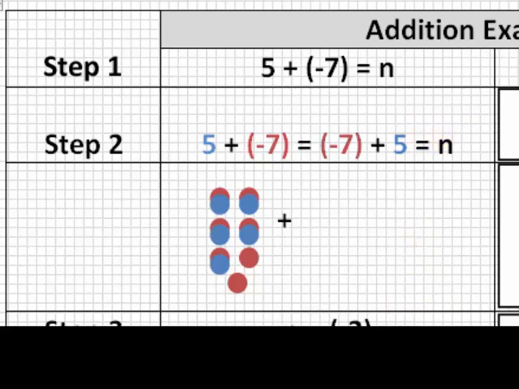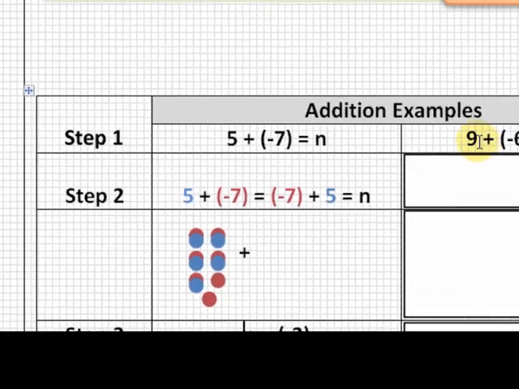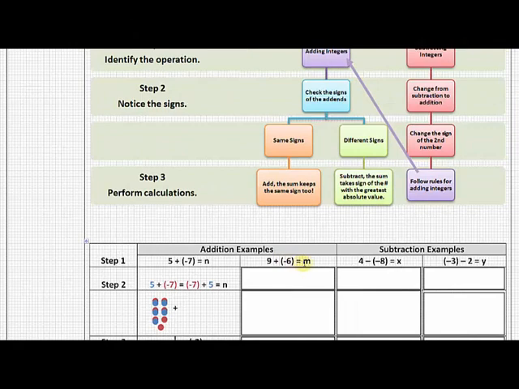Let's take a look here. Here's another example where our signs are different. So we have 9 plus -6 equals m, trying to figure out what m is. We could think about, well, what's 9 minus 6? Well, that would be 3. And it's going to be positive because positive 9 is further from 0 than -6 is from 0.